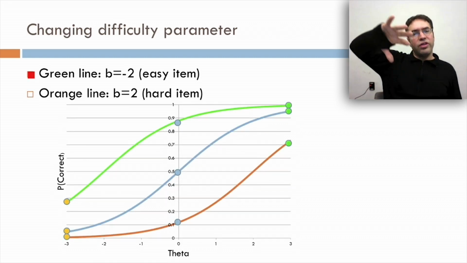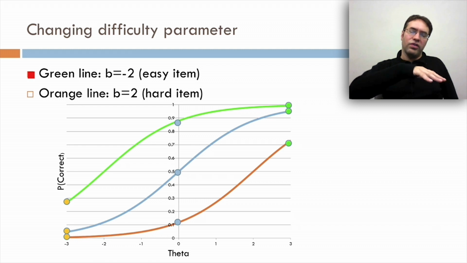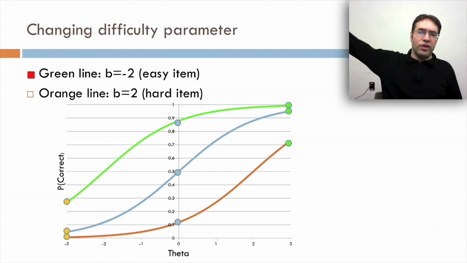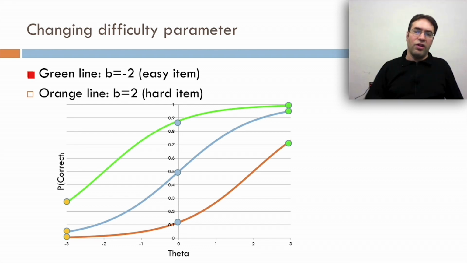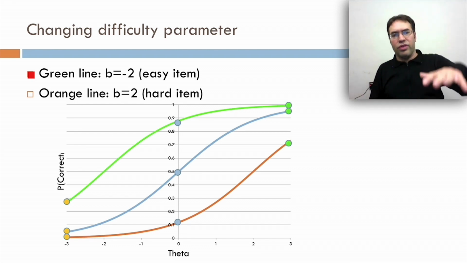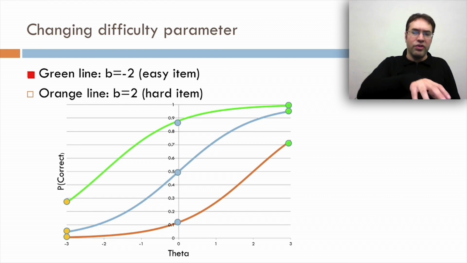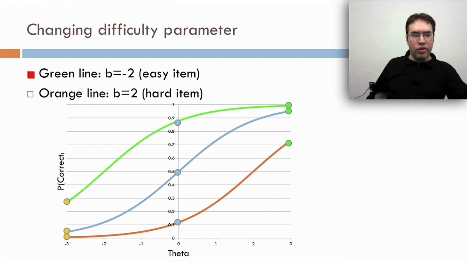Now, if we change the difficulty parameter, we get different lines. If you look at the green line, B equals negative 2, that's an easy item. In this case, the student with theta of 3 doesn't improve much, but boy, the student with theta of 0 goes up from 50% to 88%. And the student with theta of negative 3 still goes up a good bit, from like 5% to almost 30%.